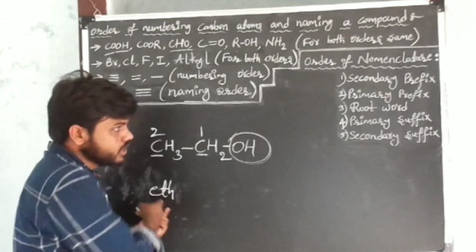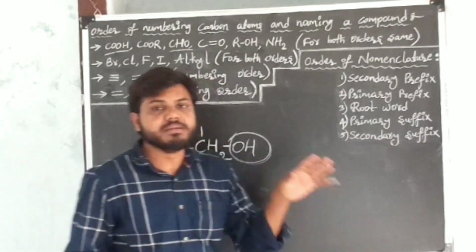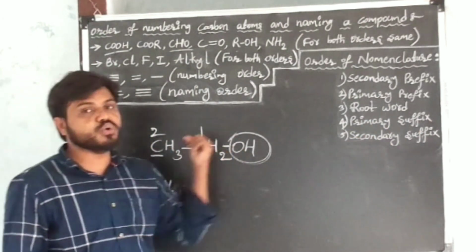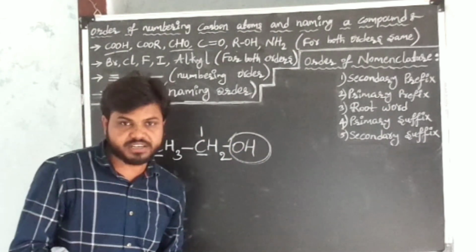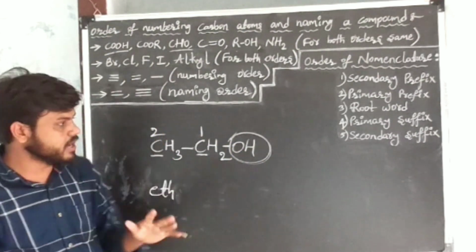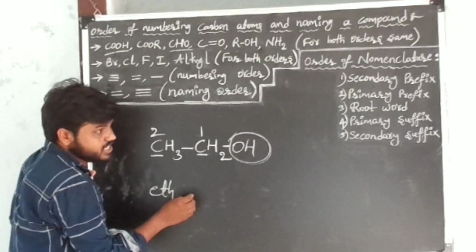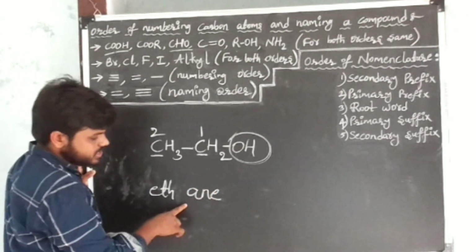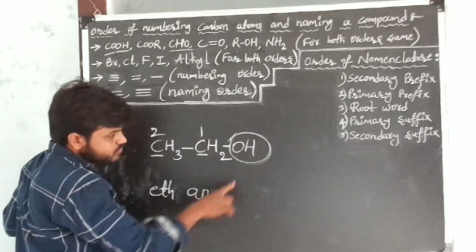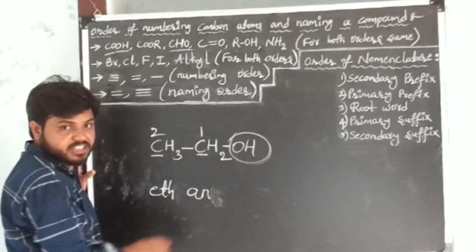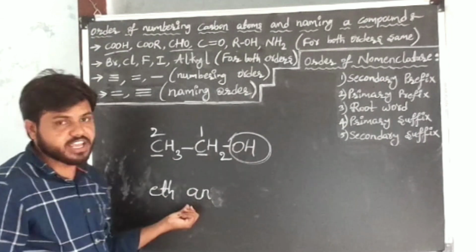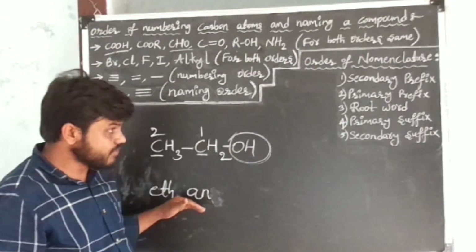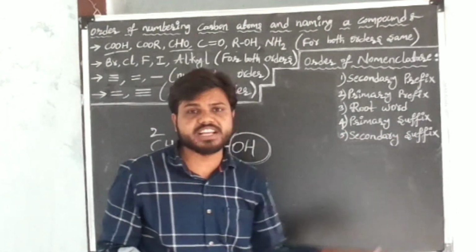After writing the root word, go to the primary suffix. Primary suffixes are single bonds, double bonds, triple bonds. Between every two atoms, single bonds are present. That's why take the suffix of single bond, that is an. Don't take the e because one functional group is there. Just write the an. After writing the primary suffix, go to the secondary suffix.